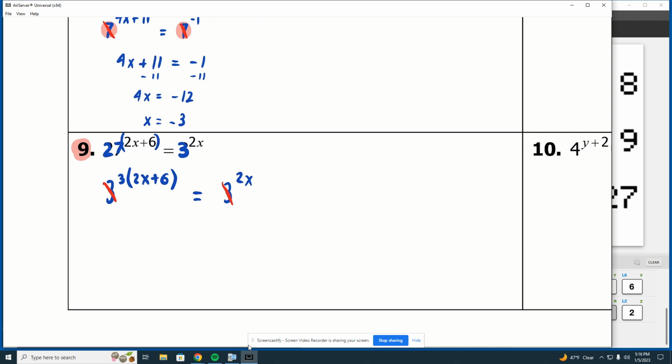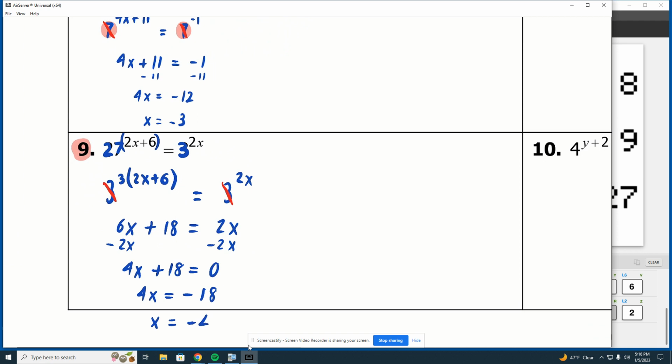So here's how we do it. On that left side, let's go ahead and distribute. What is 3 times 2x? 6x. What is 3 times positive 6? Positive 18. So 6x plus 18 equals 2x. So I'm going to move this 2x over here by subtracting it. So 4x plus 18 equals nothing. I'm going to subtract 18, and then I'm going to divide by 4. Negative 18 divided by 4 is going to give me negative 4.5.